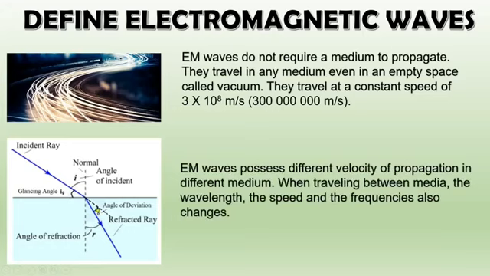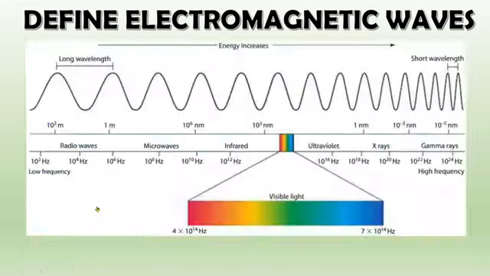Electromagnetic waves possess different velocities of propagation in different media. When traveling between media, the wavelength, the speed, and the frequency also change. Electromagnetic waves travel faster in gases compared to solids and liquids.